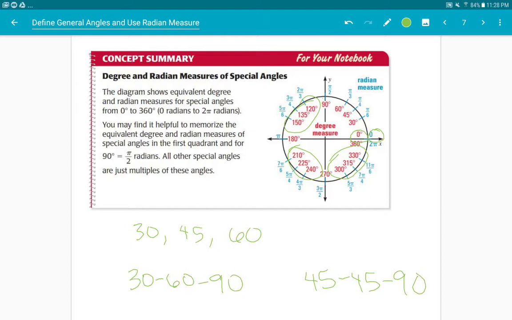The book actually gives us a guide on what those are. So moving forward, you can copy this down and use it in your notes, and always reference it if you need to convert from a degree to a radian or from a radian to a degree.